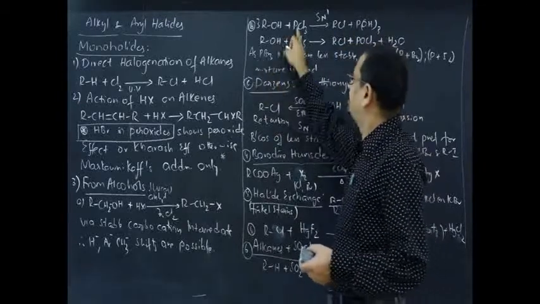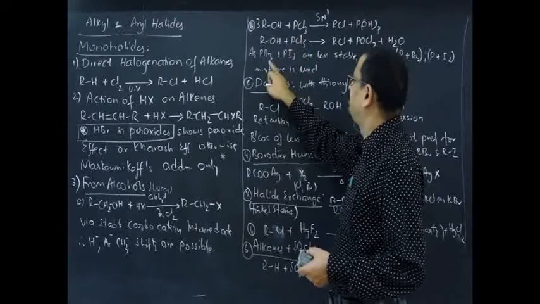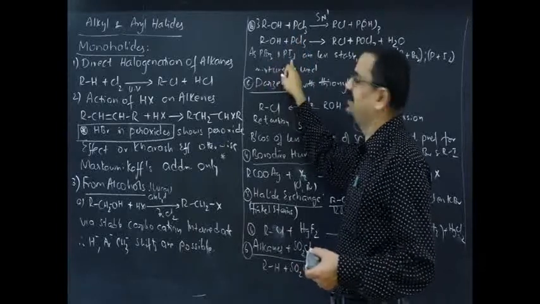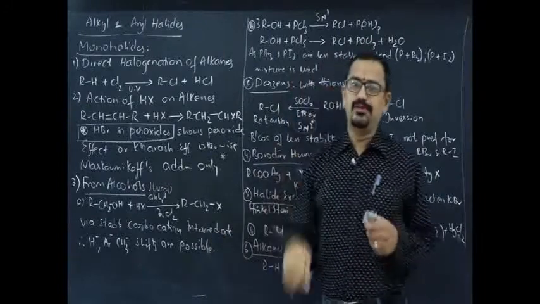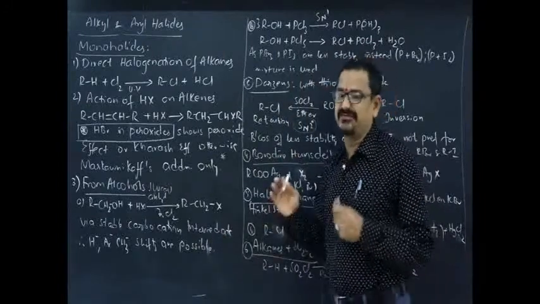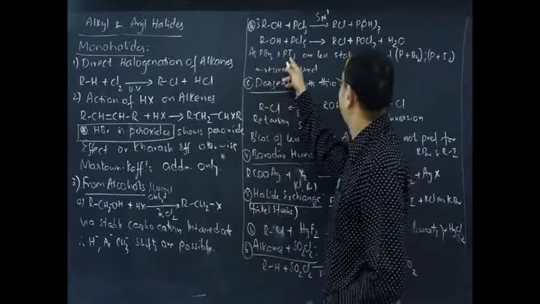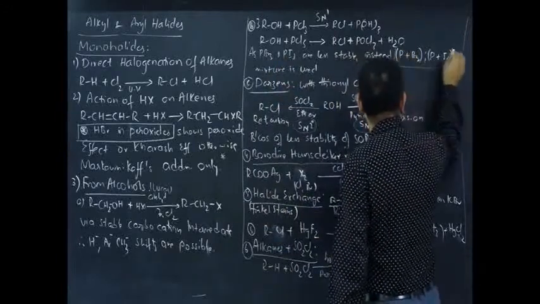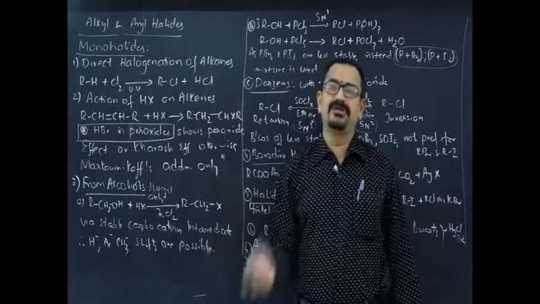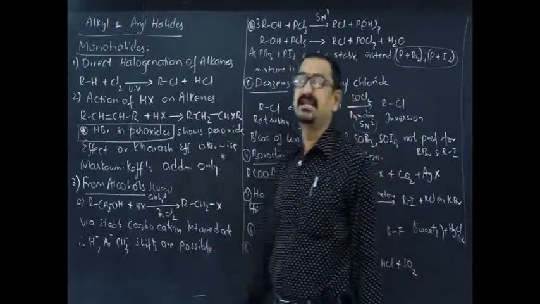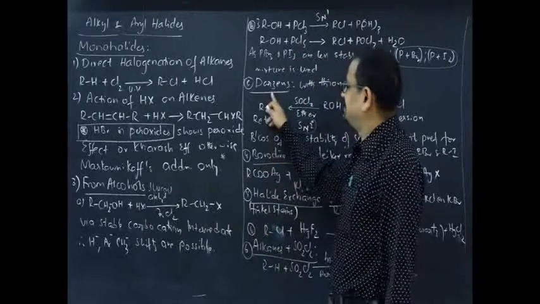As PBr3 and PI3, the bromine and iodine halides, are unstable and they decompose readily, they should be prepared in situ. That is why instead of taking PBr3 and PI3 directly, sometimes in the equation you might have noticed that P plus Br2, P plus I2 will be given, because they will be prepared in situ, otherwise they decompose quickly. Next is Darzens' reaction.